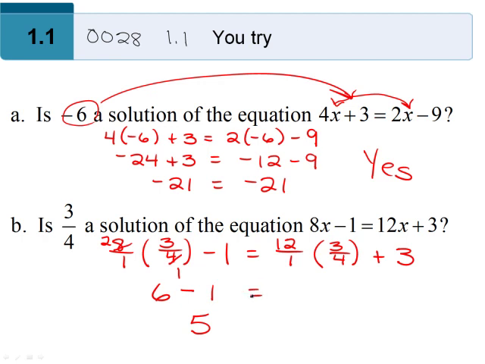Now, on the other side, we're going to multiply 12 times 3/4. I can cancel the 4 and the 12 by 4. 4 divided by 4 is 1. 12 divided by 4 is 3. So on top we have 3 times 3 is 9 plus 3. Over here on the left we got 5, and 9 plus 3 over here is 12. Those are not equal to each other, so the answer is no.